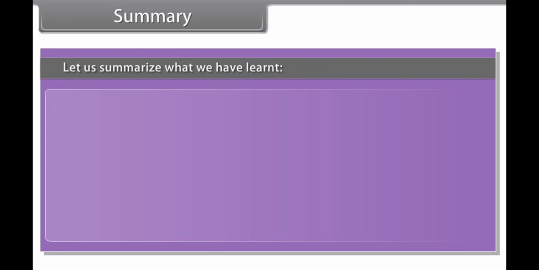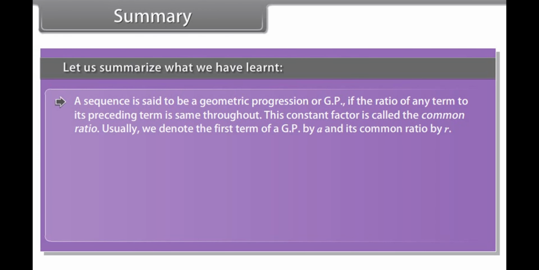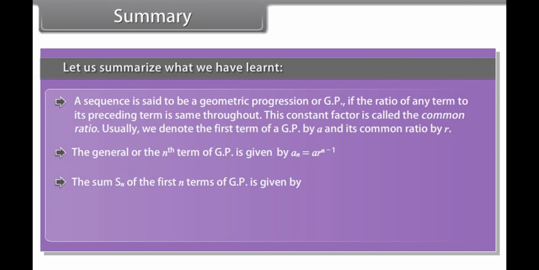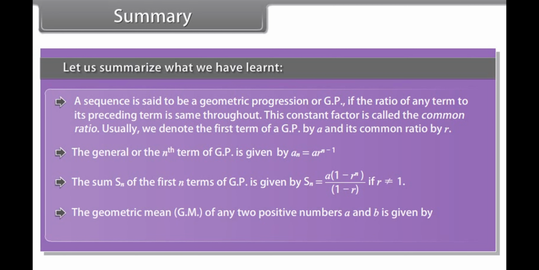Summary. Let us summarize what we have learnt. A sequence is said to be a geometric progression or GP if the ratio of any term to its preceding term is the same throughout. This constant factor is called the common ratio. Usually we denote the first term of a GP by A and its common ratio by R. The general or nth term of a GP is given by a r to the power n minus 1. The sum Sn of the first n terms of a GP is given by a formula. The geometric mean of any two positive numbers A and B is given by root of AB, that is, the sequence A, G, B is a GP.